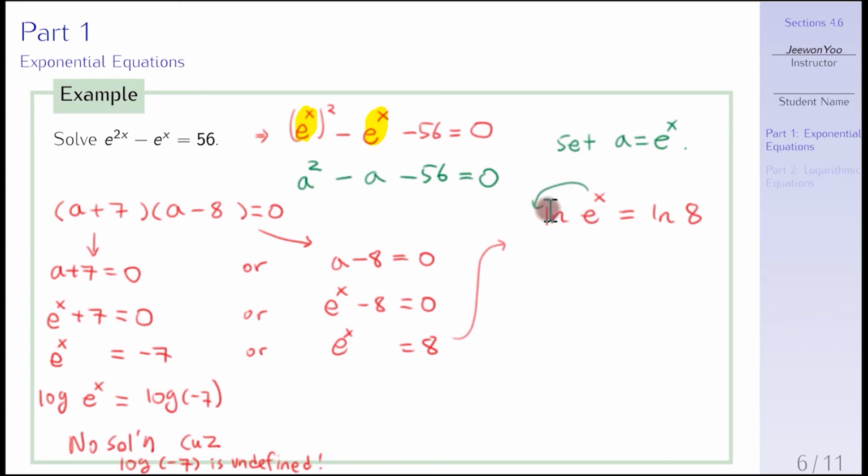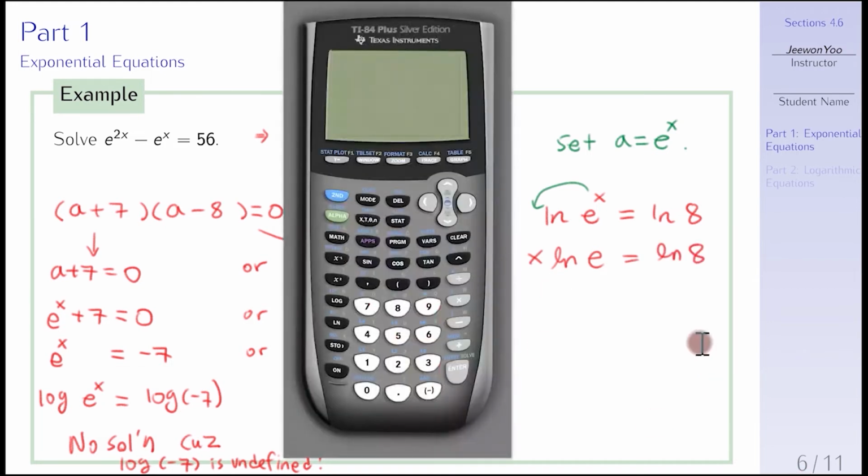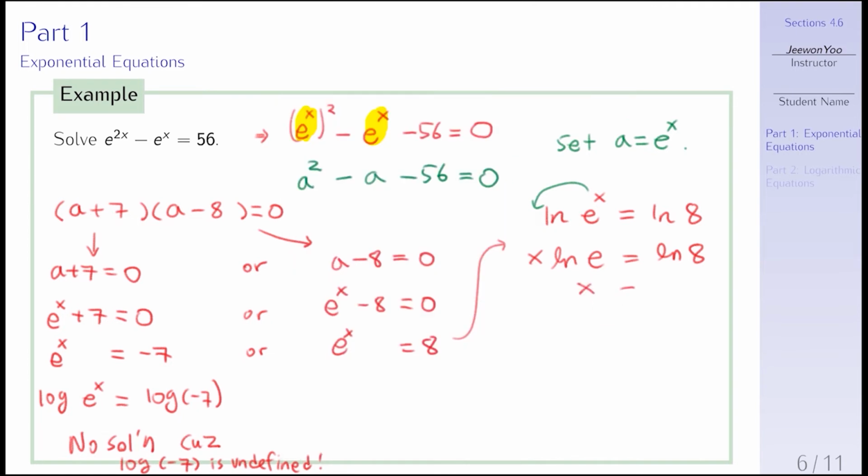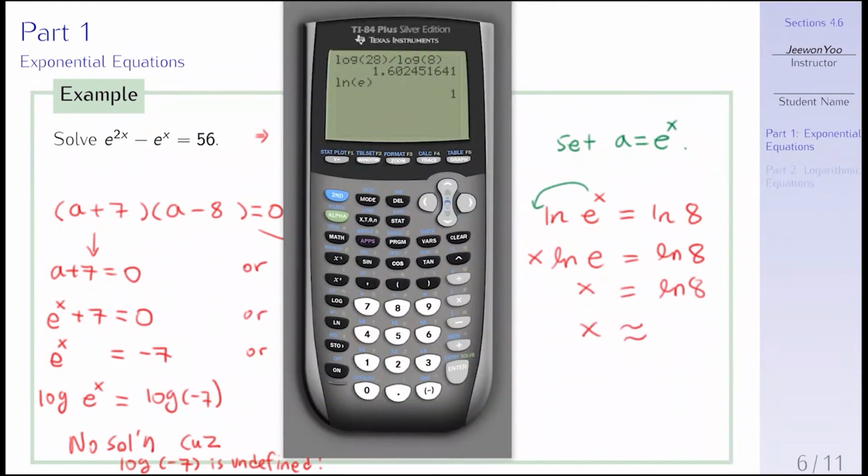You can bring the power down. What's ln of e? Do you remember the cancellation law from the previous video? Log base e of e is 1. But I can check with you. Ln of e is 1. That's good news. x times 1 is just x. Using our calculator, ln of 8 is basically 2.079.